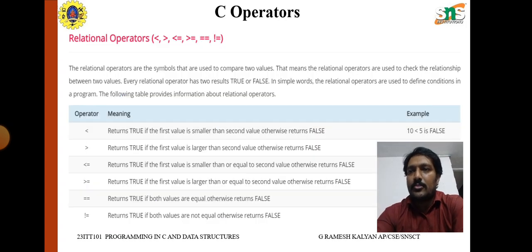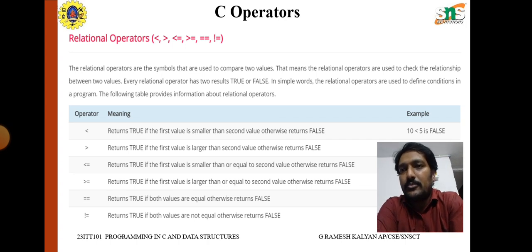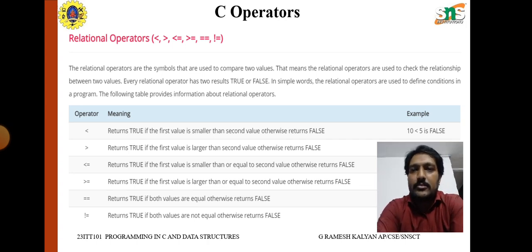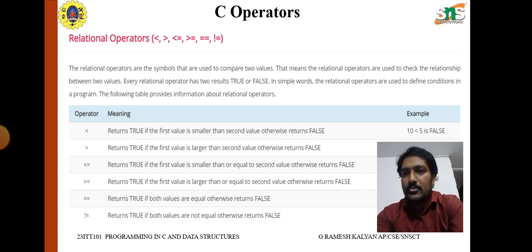So the next one is the relational operator. As we saw previously, the relational operator is used to compare two variables or two values, and returns true if the condition is true, and false if it is a false condition. The first column is the operator and its meaning is given alongside. So this is the less than operator. It returns true if the first value is smaller than the second value. Then the other one returns true if the first value is larger than the second value, and it goes on: less than or equal to, greater than or equal to, double equal to, and not equal to.